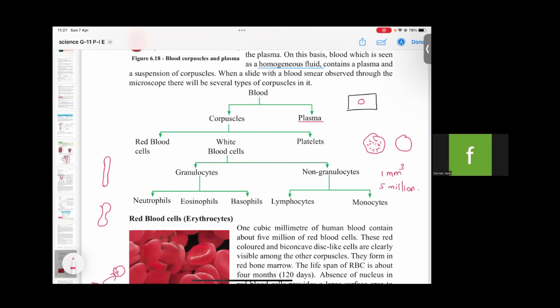So blood is divided into 2 parts, corpuscles and plasma. Corpuscles will have red blood cells, white blood cells and platelets, and then you have plasma. White blood cells we can even divide into 5, but before that we can divide them into 2 broad categories, granulocytes and non-granulocytes. Granulocytes are neutrophils, eosinophils, basophils. Non-granulocytes are lymphocytes and monocytes.